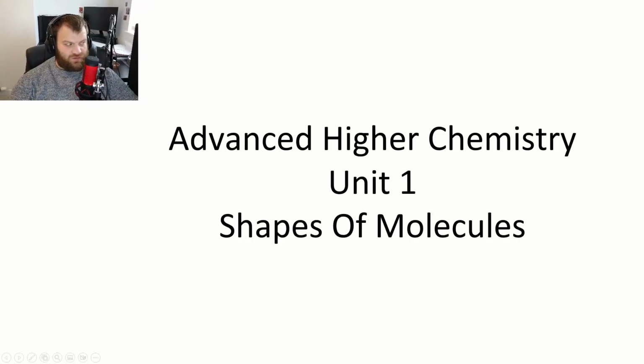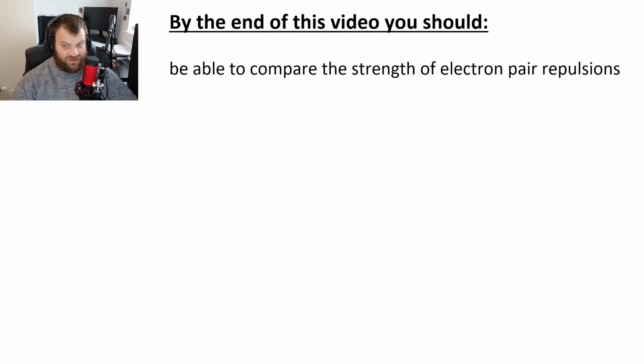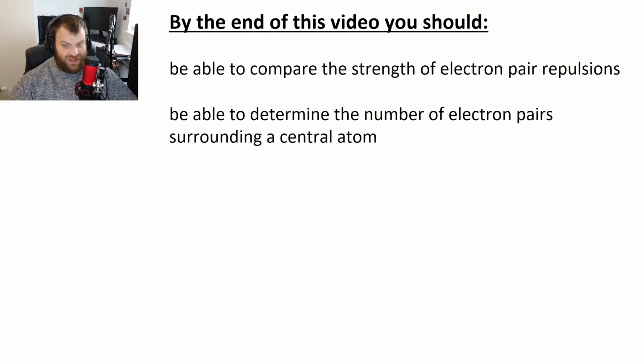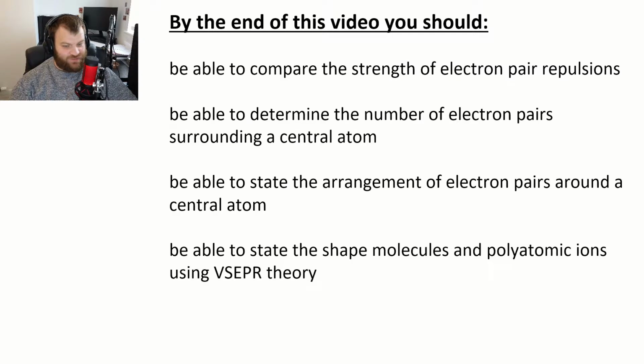In this video, we'll talk through the Advanced Higher Chemistry Unit 1 topic of shapes of molecules. At the end of this video, you should be able to compare the strengths of electron pair repulsions, be able to determine the number of electron pairs surrounding a central atom, be able to state the arrangement of electron pairs around a central atom, be able to state the shape of molecules and polyatomic ions using VSEPR theory.